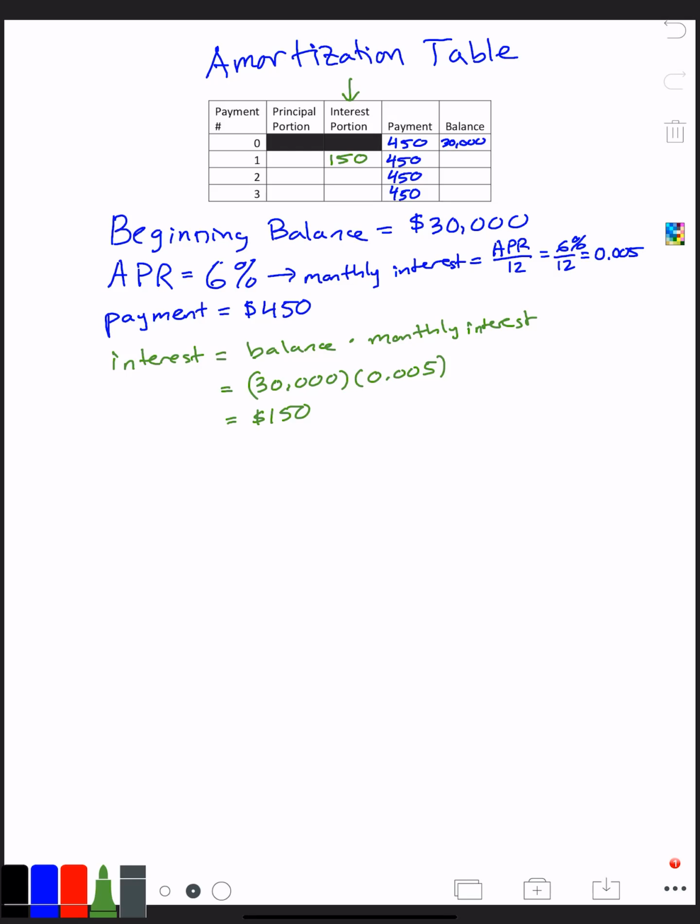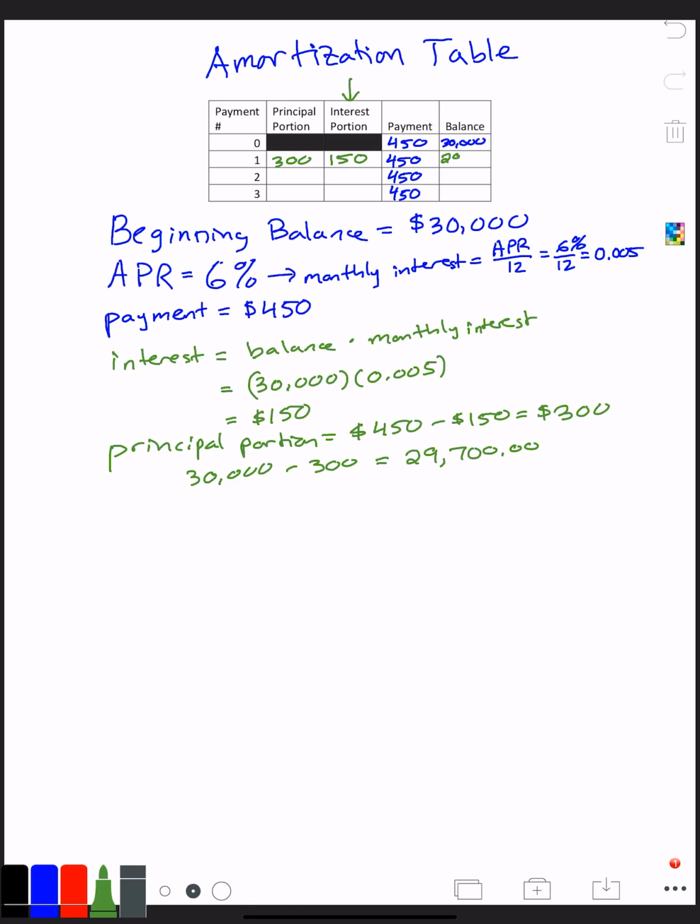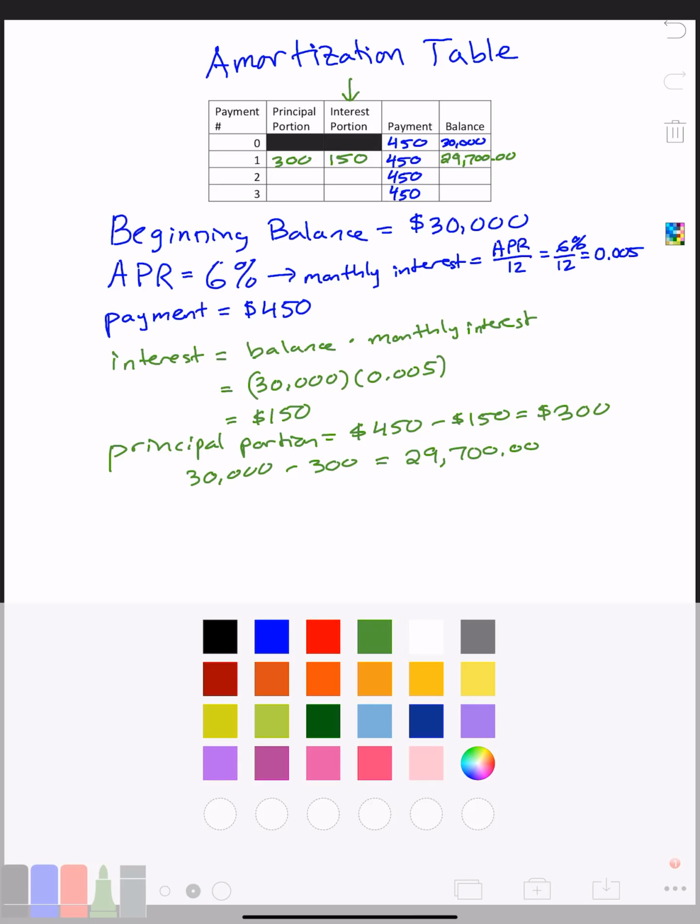If we then want to figure out how much the principal you paid was, that's going to be whatever was left over. So you had a $450 total payment minus $150 payment for interest. That meant you paid off $300 of your principal. Well, if you paid off $300 of your principal and you previously owed $30,000, you would take $30,000, subtract the amount you just paid off, and that means you now owe $29,700 and 0 cents.